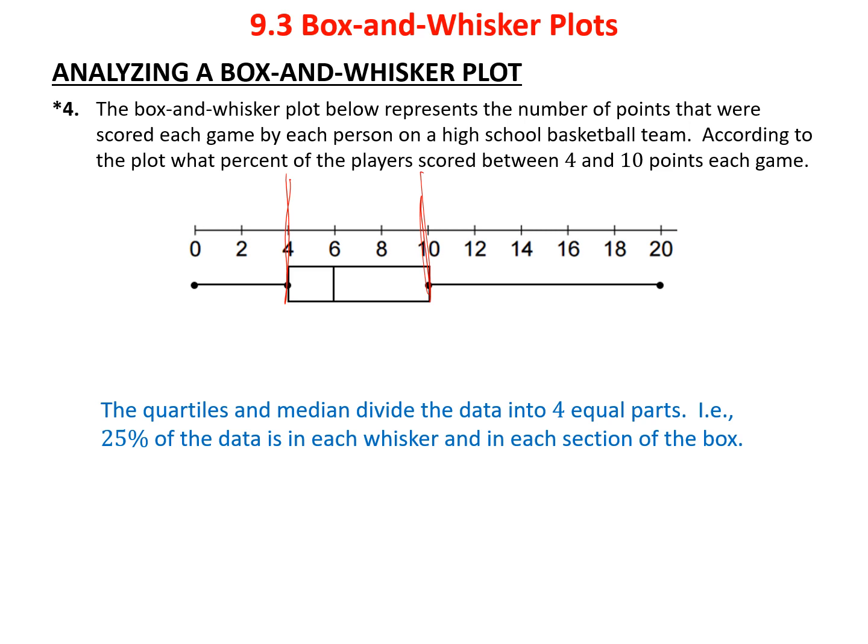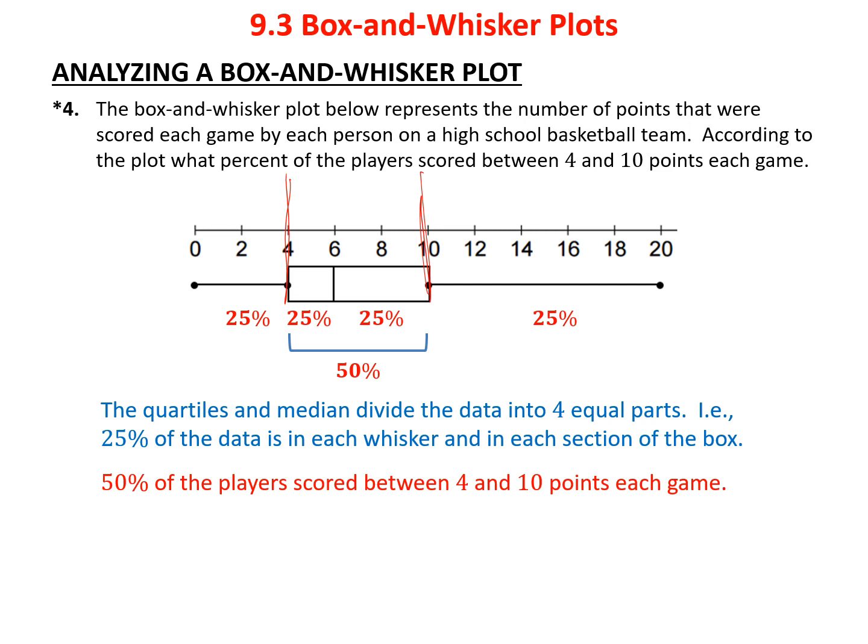Well, the quartiles and the median divide the data into 4 equal parts, which means each part is 25%. So how many parts is in the box? Well, the box represents 50%. So half of the players on the team score between 4 and 10 points per game. All right?